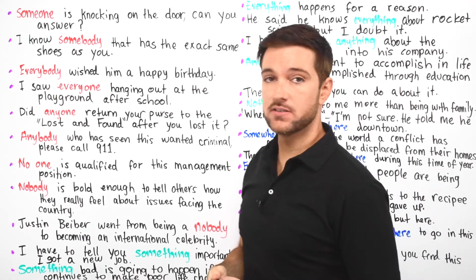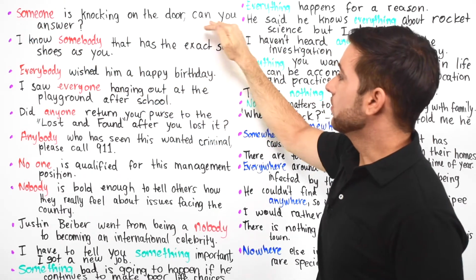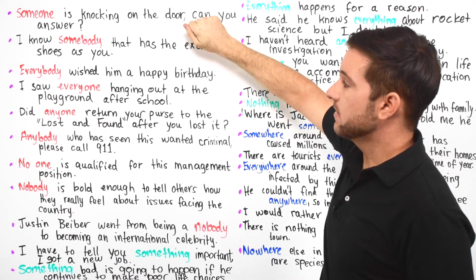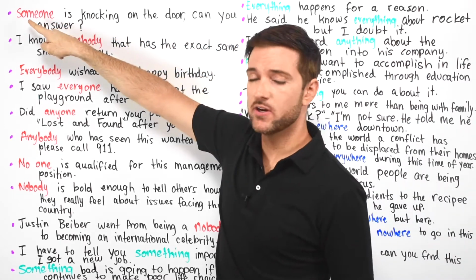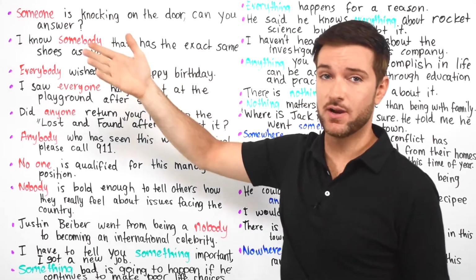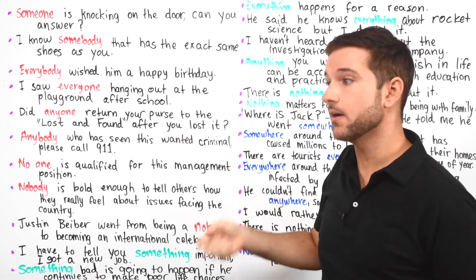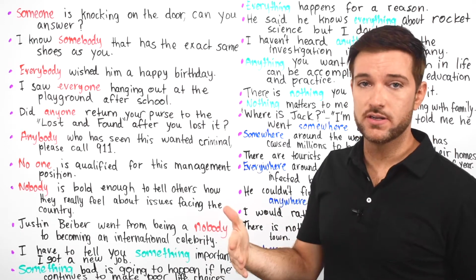So let's take a look at some examples. Someone is knocking at the door. Can you answer? Do we know who this someone is? No, we do not know who they are. It's a mystery, right? We're going to go answer the door and find out. Oh, it's you. Right? But at the moment, we don't know who it is.